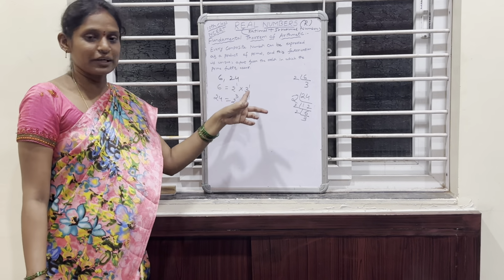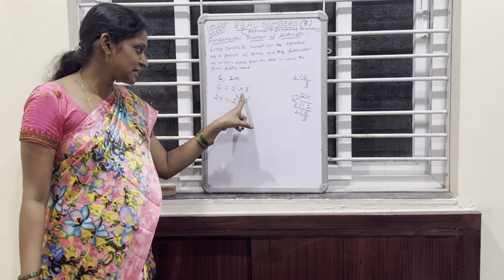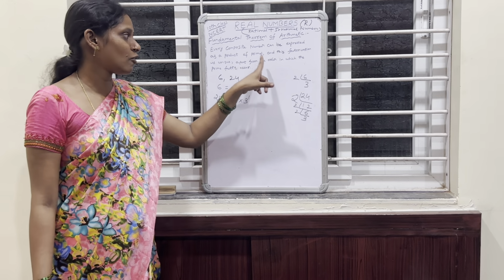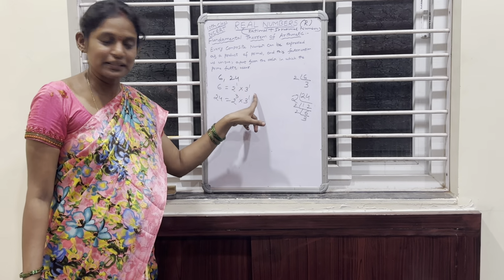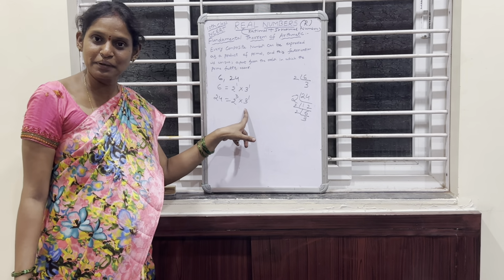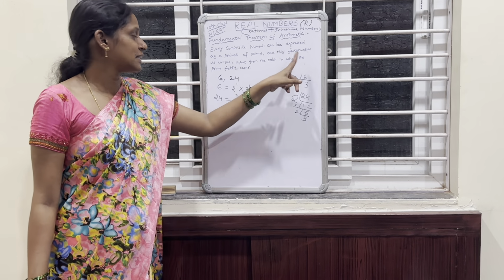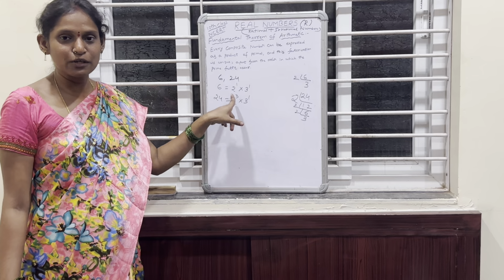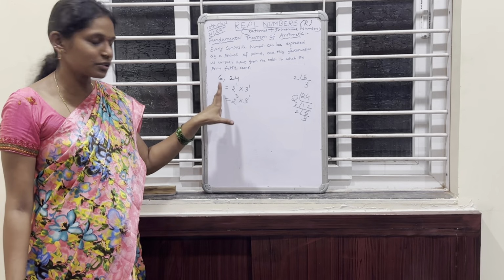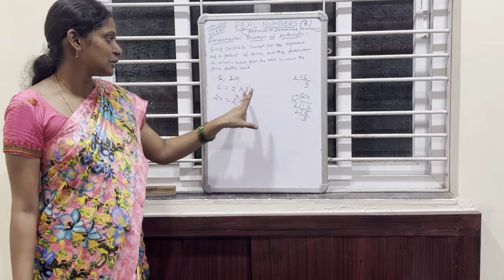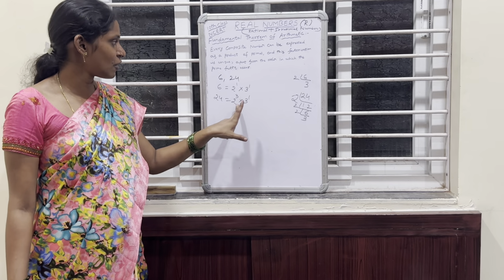Expressed means we can write as a product. See here, we represent it as a product of primes. 2 is a prime number, 3 is a prime number. Here also 2 is a prime number, 3 is also a prime number. And in this factorization, 2 and 3 are the prime factors of both 6 and 24. The factorization is unique. See here, 2 after 3 we got, 2 after 3.